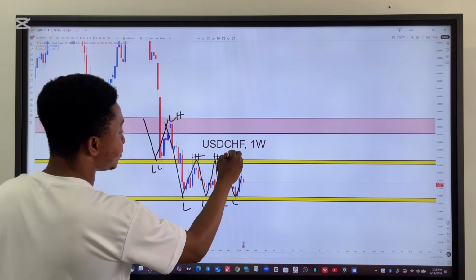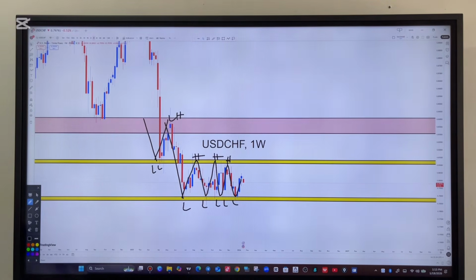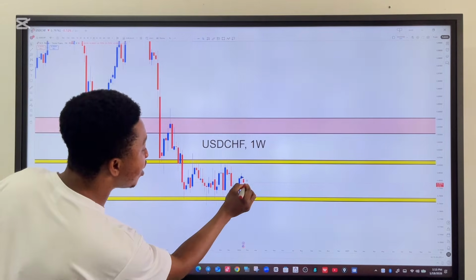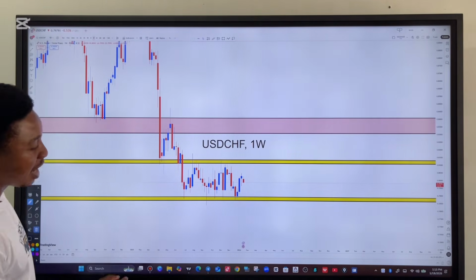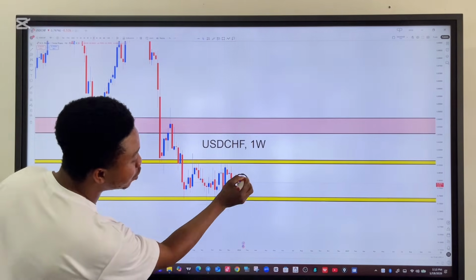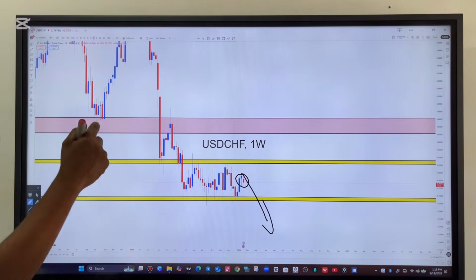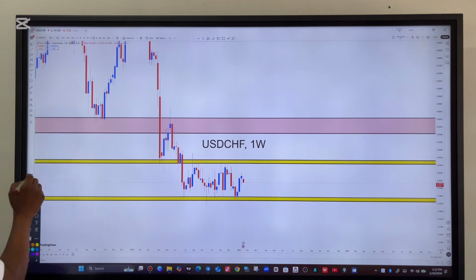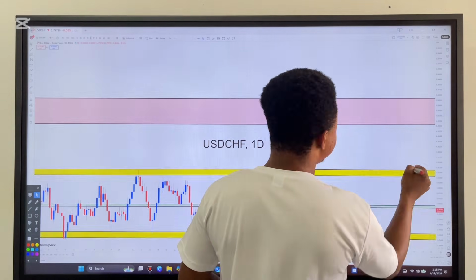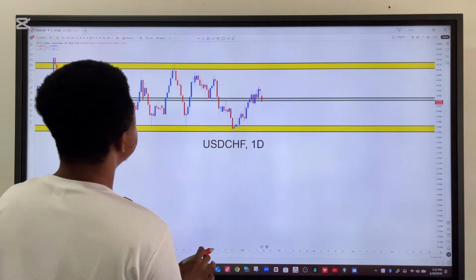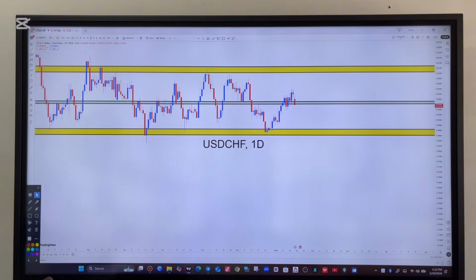All right. Now, where are we expecting price to sell? We are expecting price to sell from here to the downside. Now let me show you the reason why I'm expecting a sell here to the downside on USDCHF. So USDCHF, let's go to the daily time frame. All right, so this is the daily time frame of USDCHF. Take a closer look at the daily of USDCHF.